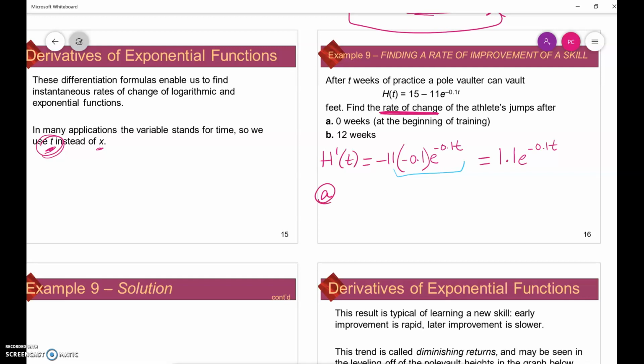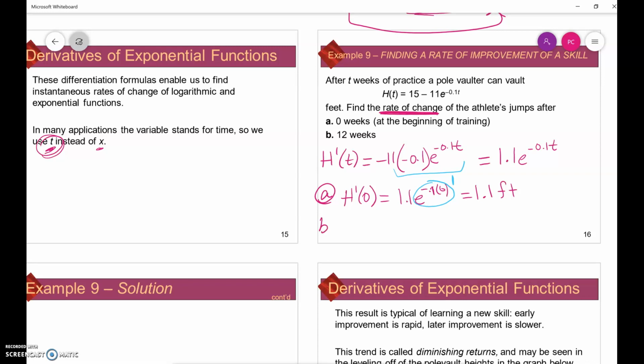So for part A, if I want h prime of 0, what's his rate of change at 0 weeks? We plug it all in. We have 1.1 times e to the negative 0.1 times 0. Well, anything to the 0 power, which is what this would be here, is 1. So 1 times 1.1 is 1.1 feet. So when he's first starting to train, his rate of change when he first starts is 1.1 feet. So each week he's being able to pole vault 1.1 feet more.